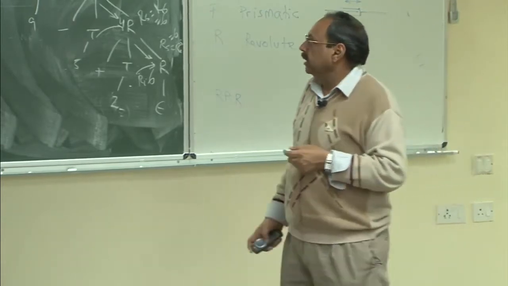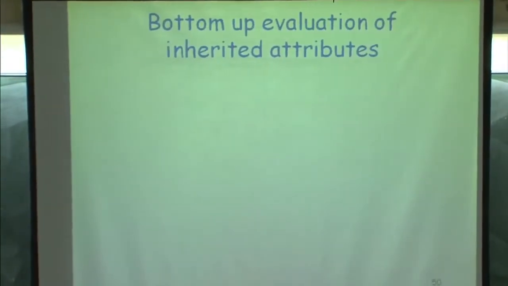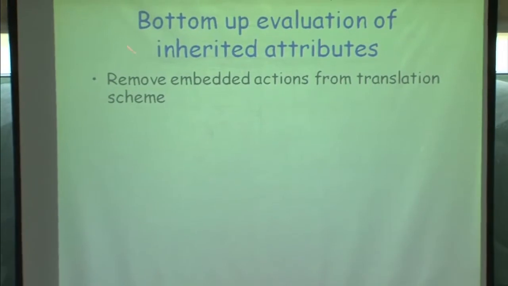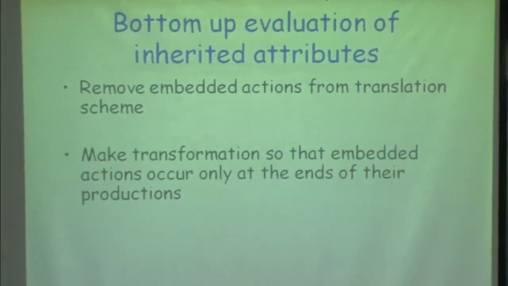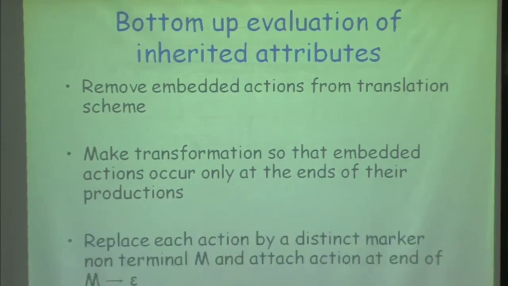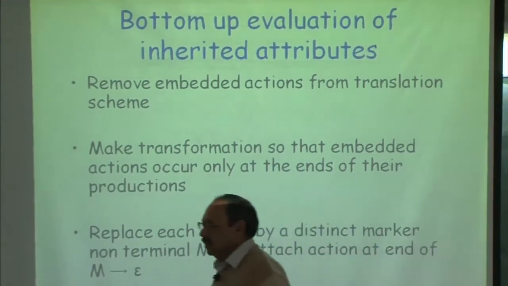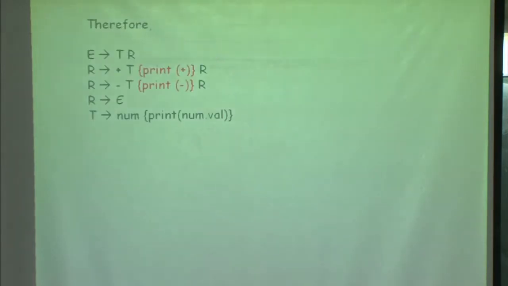Okay. So, in general this is how it will work. This part we have done: bottom up evaluation of inherited attribute. We want to just remove embedded action from the translation scheme, and how do I remove embedded action? Make a transformation so that embedded action occurs only at the end of their production, and replace each action by a distinct marker, and this distinct marker is the non-terminal which says this marker goes to epsilon. So, it does not change my language.